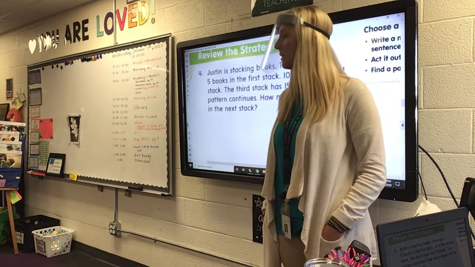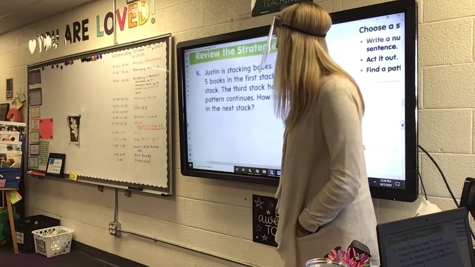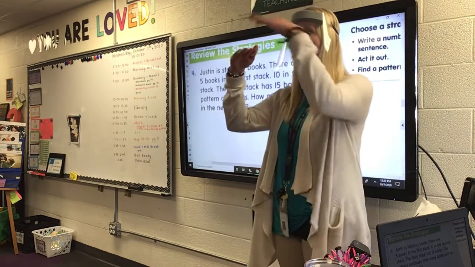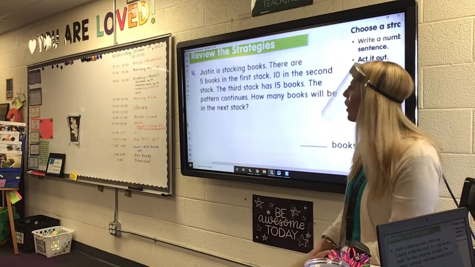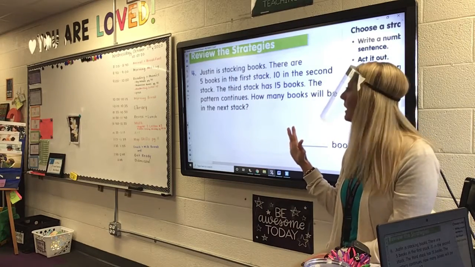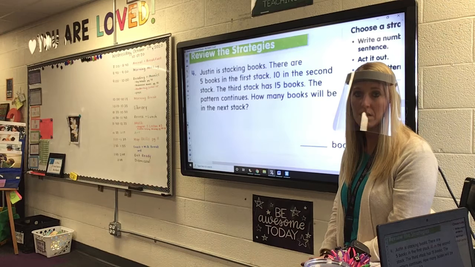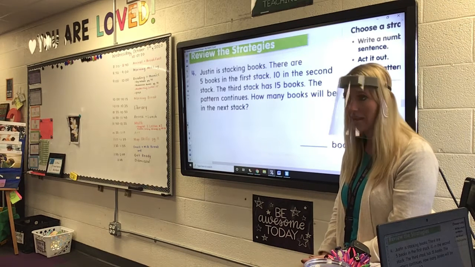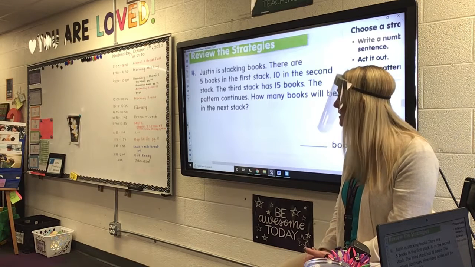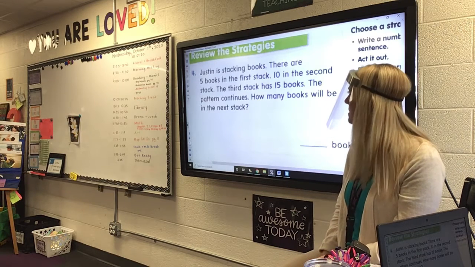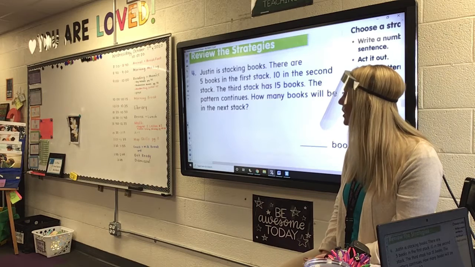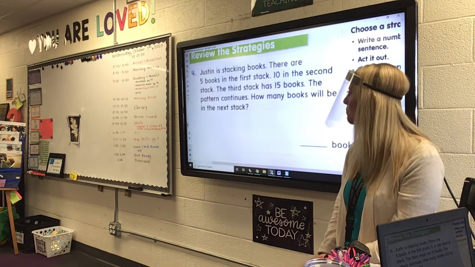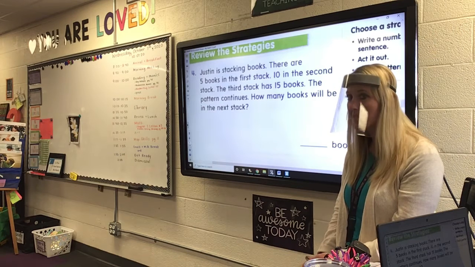Okay, everybody on the back? On number 4, it says Justin is stacking books. So think about somebody stacking books. There are 5 books in the first stack. 10 books in the second stack. The third stack has 15 books. The pattern continues. How many books will be in the next stack?